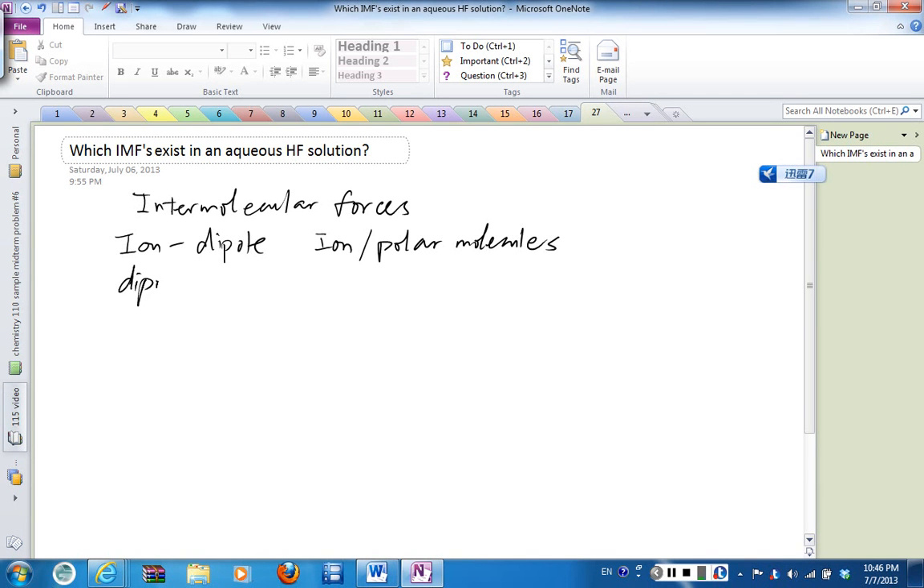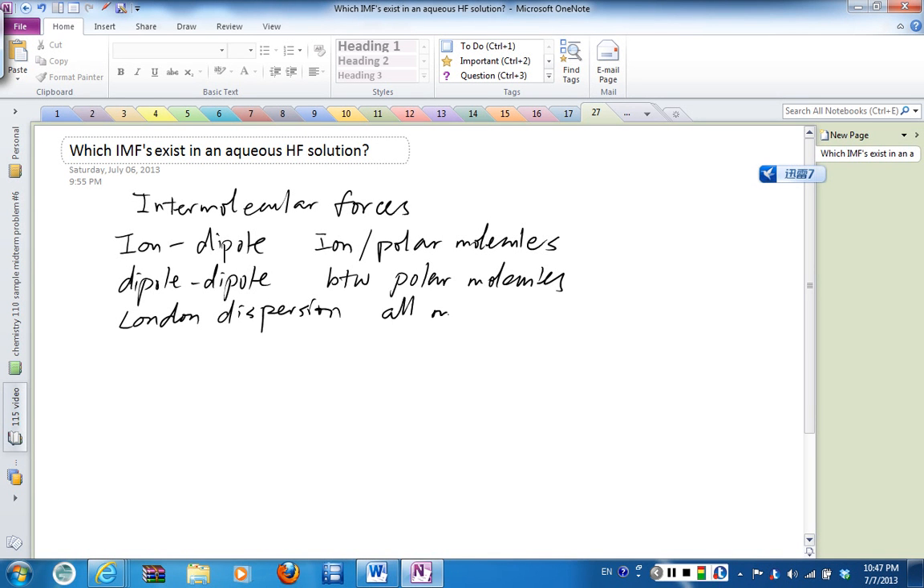There's also dipole force that happens between polar molecules. The attraction, repulsion, the electrostatic interaction between the permanent dipoles of polar molecules. There's the London force, the London dispersion. This happens in between all molecules. We know this is caused by the electrostatic interaction between the instantaneous dipoles of polar and nonpolar molecules.